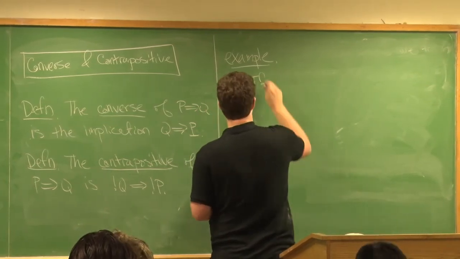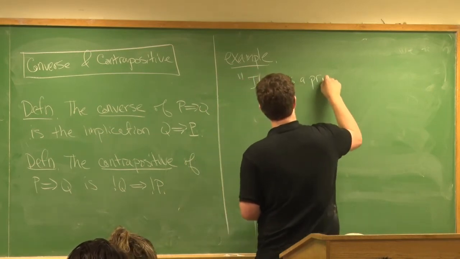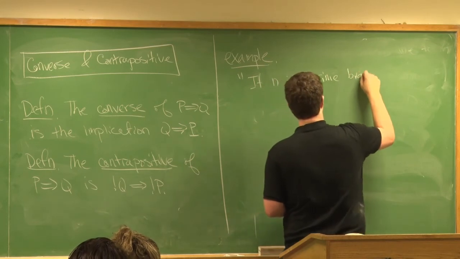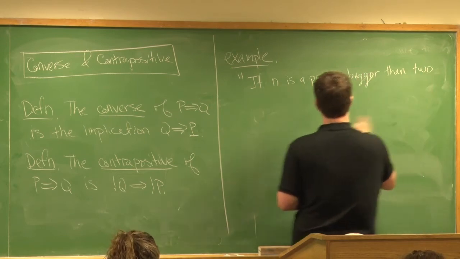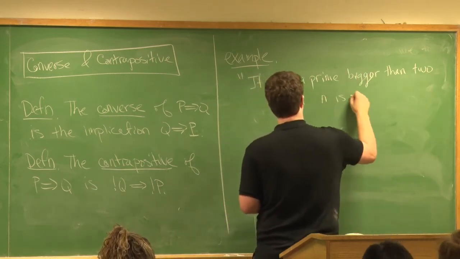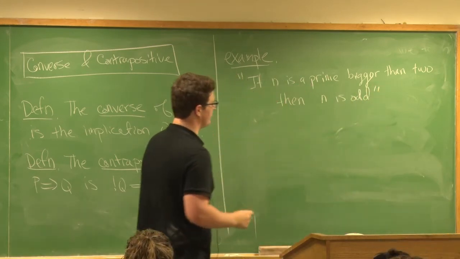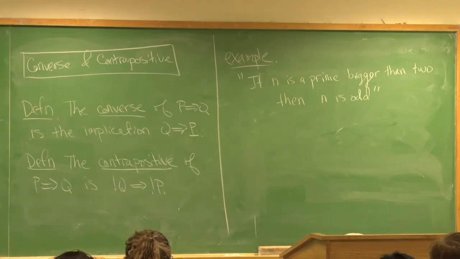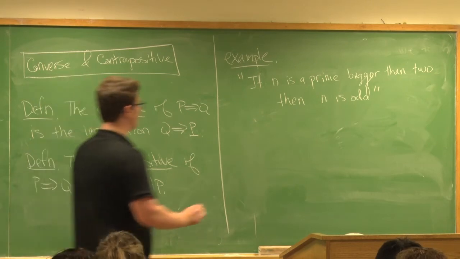So if n is a prime bigger than 2, then n is odd. This is our statement of P implies Q. P is that n is a prime bigger than 2, and Q is that n is odd. Okay, so let's look at the converse of this statement.